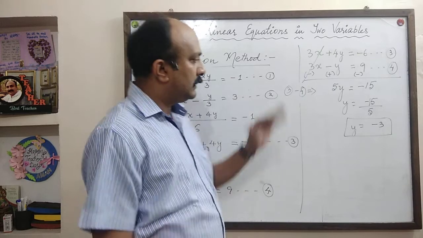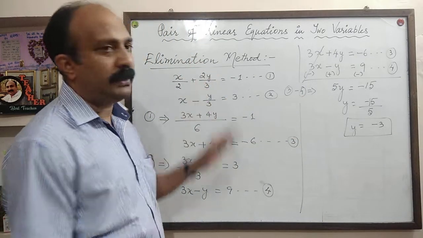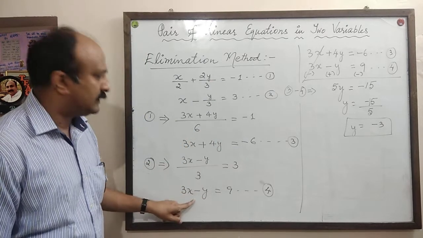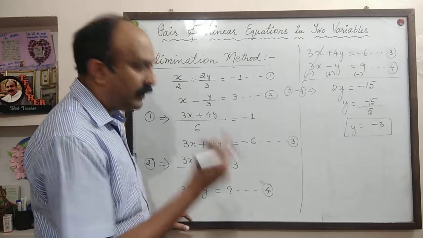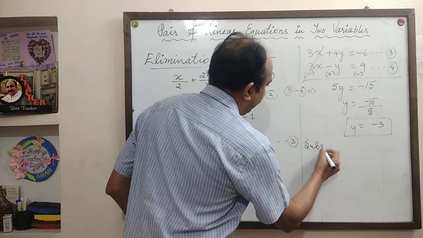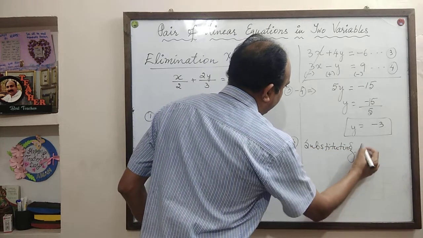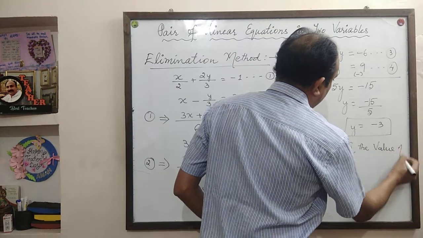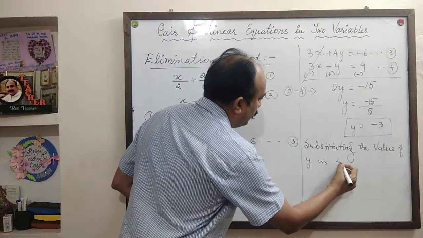Now, as you know, putting the value of y in any one of the equations, better you avoid these two equations because they have rational coefficients. Come to equation number 3 or equation number 4. Let us put it in equation number 4. Equation 4 looks easier. So, substituting the value of y in equation number 4.